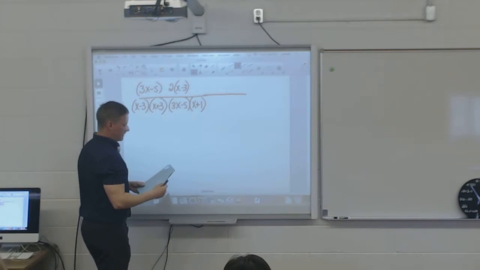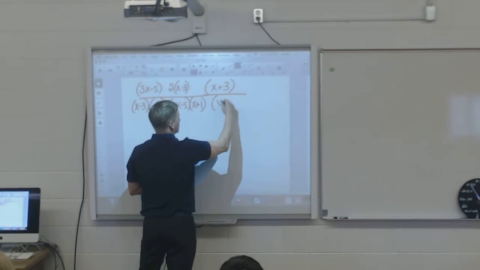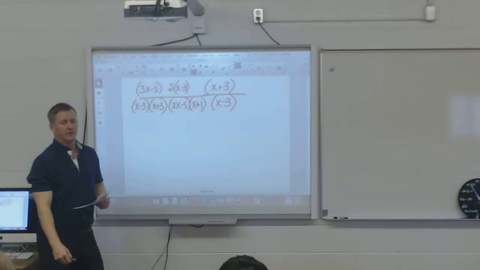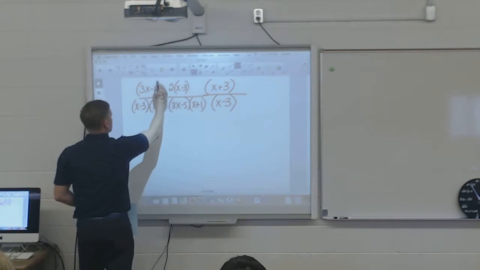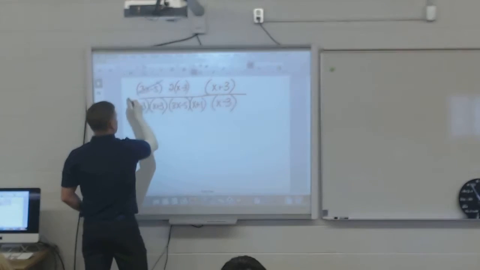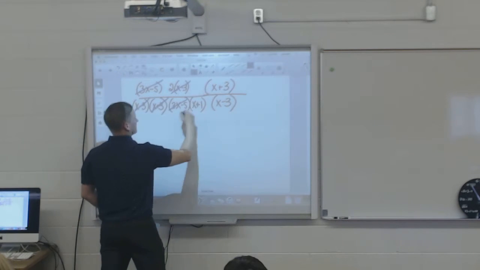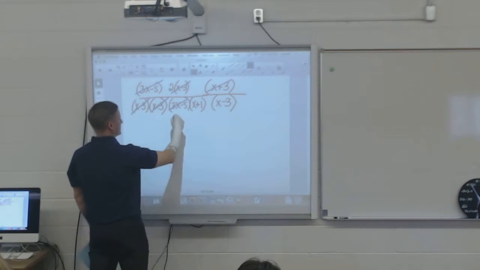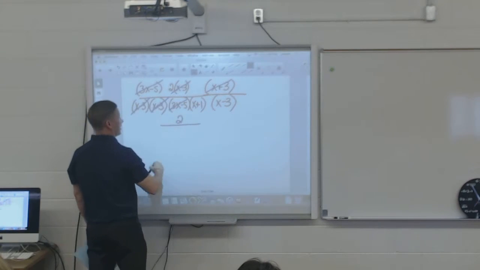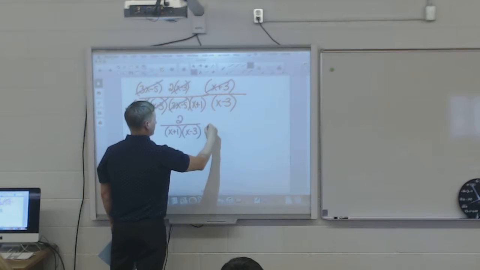Alright. I'm going to flip the last fraction. So x plus 3 is going to go on top. x minus 3 goes on the bottom because if you're dividing by a fraction, you reciprocate and multiply. Now all I do is cross out. I've crossed everything out that's on the top that's also on the bottom. I'm left with 2 on top, and on the bottom I'm left with that.